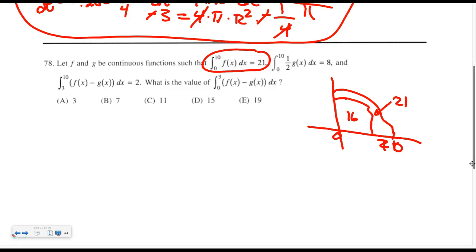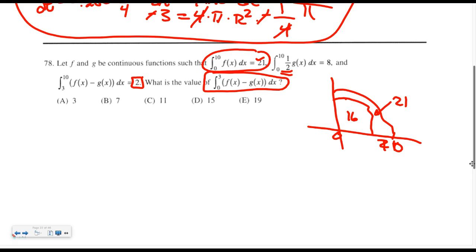So that's what they've told you, is that from 0 to 10, you've got 2 functions, one that's accumulated 21 positive units of signed area, and one that's accumulated 16 positive units. And again, the 16 is coming from that 1/2 multiplier out front. They tell me that the integral from 3 to 10 outright is a 2 of the difference, and they ask me for 0 to 3 of the difference.